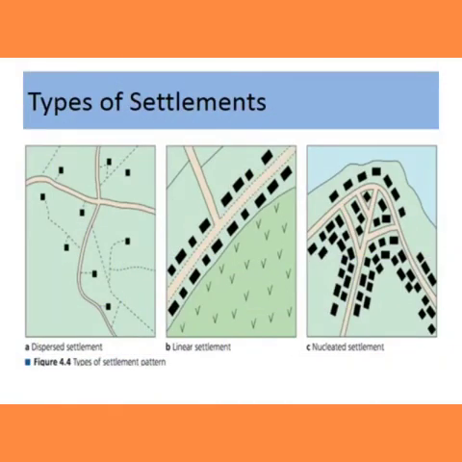Students, when we talk about the settlement patterns on the topo sheet, we have three main types of settlement patterns. One is the dispersed settlement, the other one is the linear settlement, and the third one is the nucleated settlement. In the coming slides, we will discuss all these three types of settlements in detail.